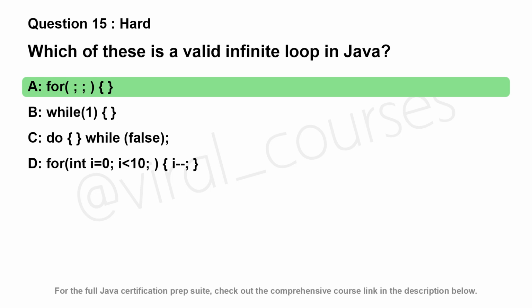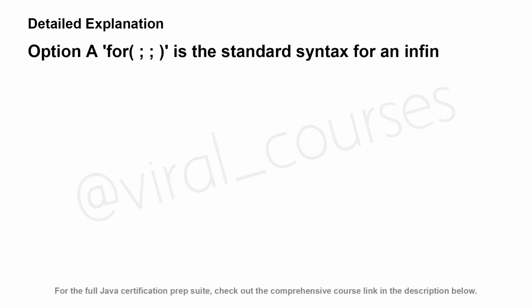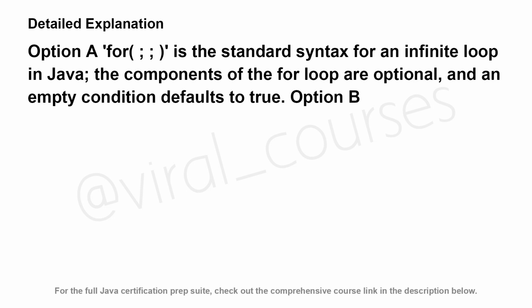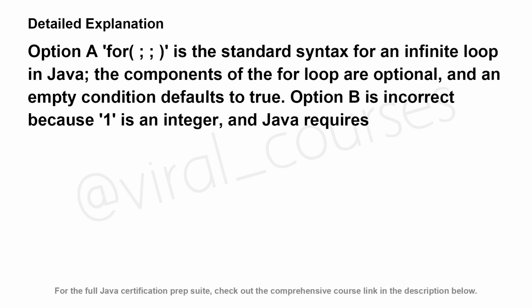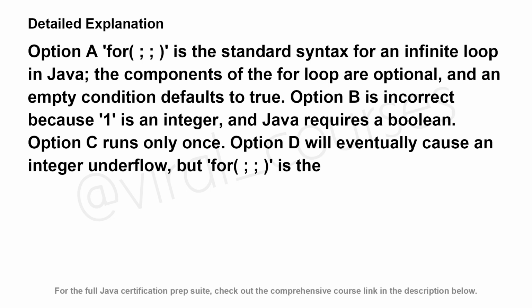The correct answer is A. Option A, for, is the standard syntax for an infinite loop in Java. The components of the for loop are optional, and an empty condition defaults to true. Option B is incorrect because 1 is an integer, and Java requires a Boolean. Option C runs only once. Option D will eventually cause an integer underflow. But for is the idiomatic infinite loop.